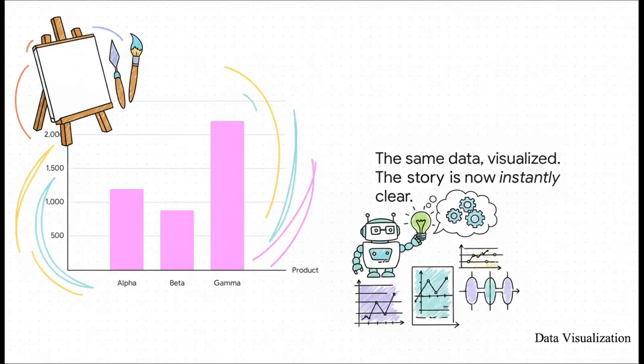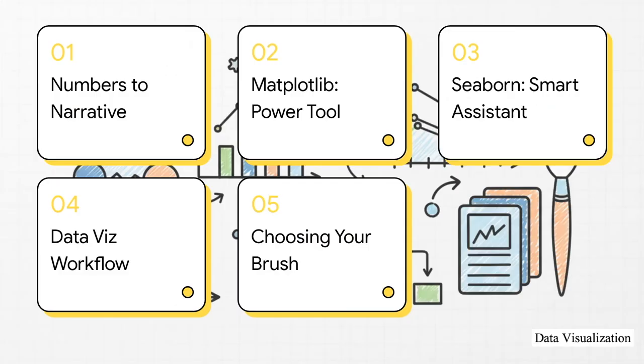Now what about this? This is the exact same data, but instead of a table, it's a simple bar chart. And boom, the trend is suddenly crystal clear. The story just leaps right off the screen. This is the magic of data visualization. It turns total confusion into instant clarity. So how do we make that magic happen?